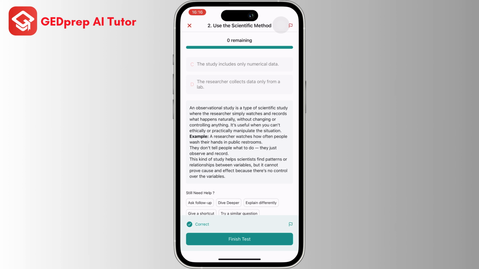Explanation. An observational study is when the researcher simply watches and records what happens naturally, without controlling or changing variables. This kind of study is often used when it would be unethical or impractical to assign treatments. For example, a researcher may observe how often people wash their hands in a restroom without asking them to change their behavior. Observational studies can identify patterns or relationships, but they cannot prove cause and effect because the researcher does not control the variables.